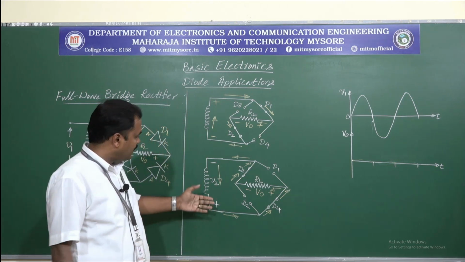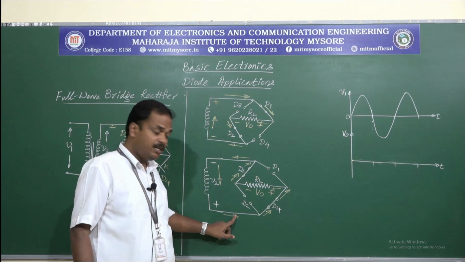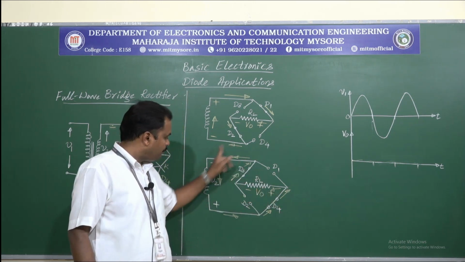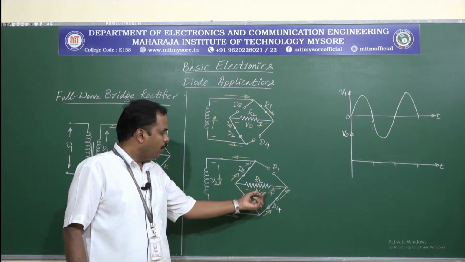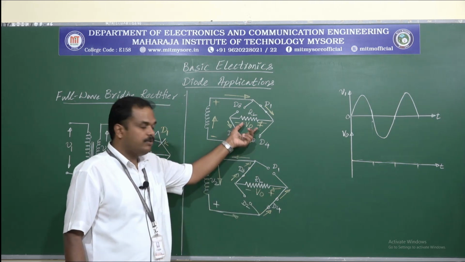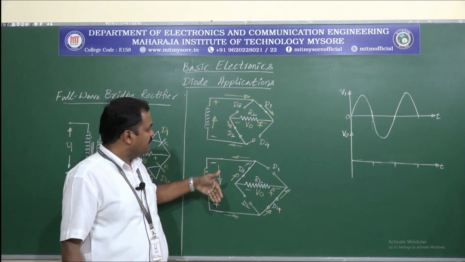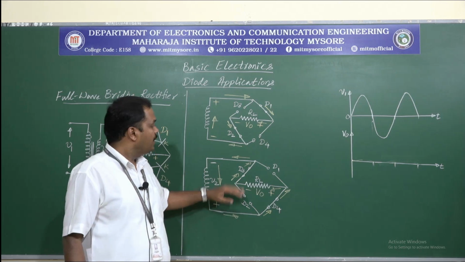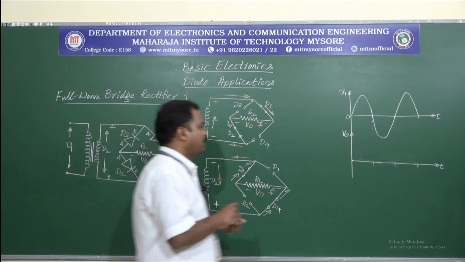So during the negative half cycle, what we are seeing here is the current is flowing through D4, through RL to D3, back to its origin. So output voltage V0 is generated with the same polarity as in the positive half cycle case. Right? So what we can understand from this is, in both the positive half cycle and negative half cycle, the output voltage V0 is generated with the same polarity.